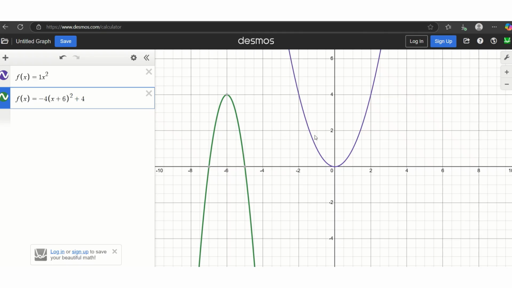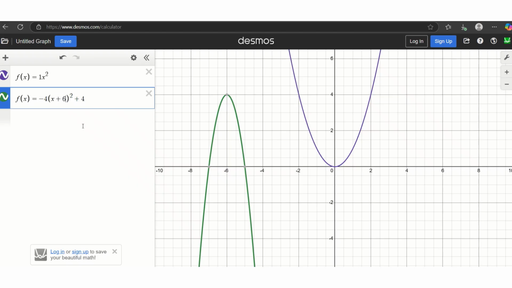Okay, and so we've taken the same basic shape. The negative is what flipped it over. So you can see it's flipped over. The 4 made it skinny. It's got that stretch applied to it. The plus 6 means it went to the left 6. And then the plus 4 outside means it went up 4. And that's an example that has all of the transformations, but you can see any number of them.